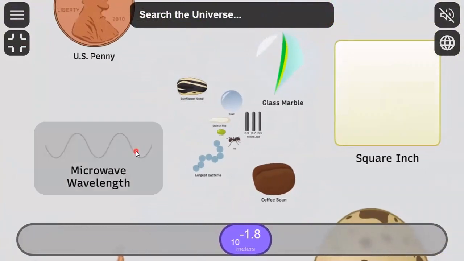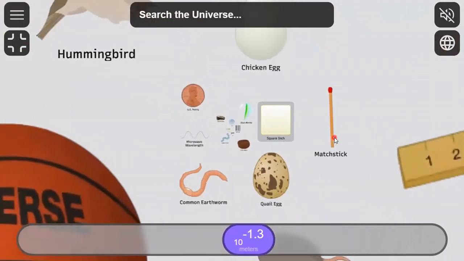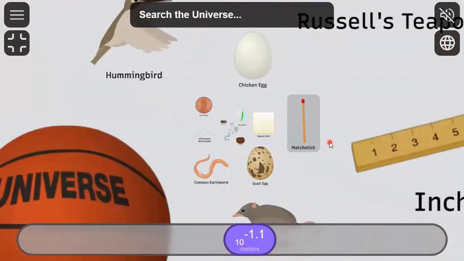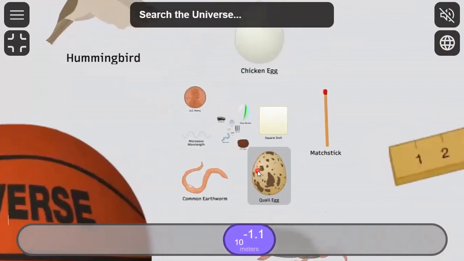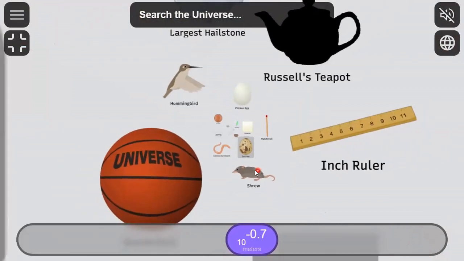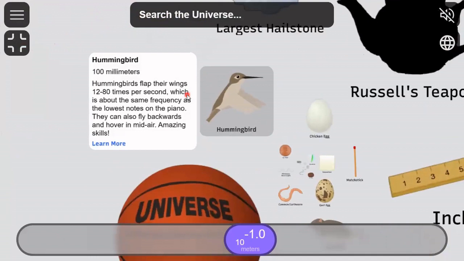Then microwave and US penny, square inch, matchstick, and here is the hummingbird. If I'm not wrong, I think it is one of the smallest birds in the world, according to size. It is about, look at this, 100 millimeter.